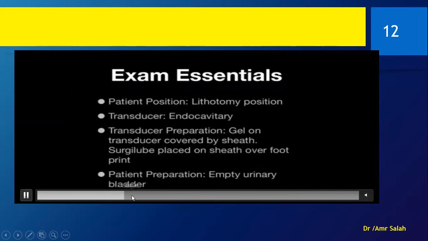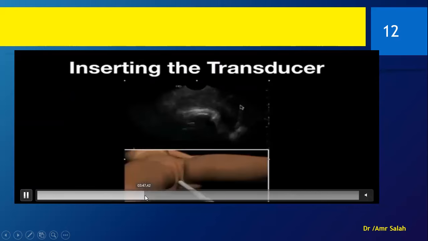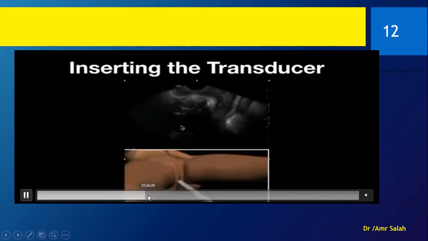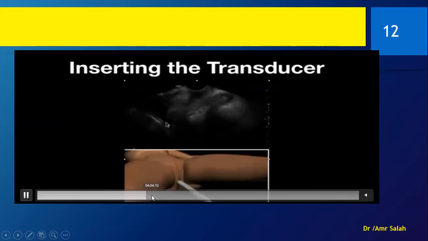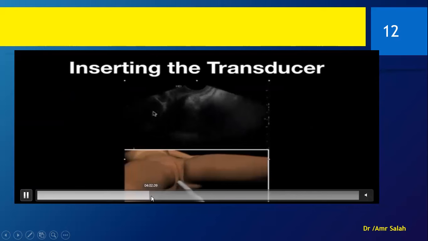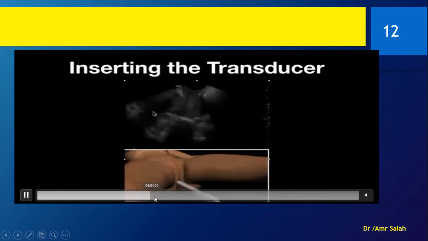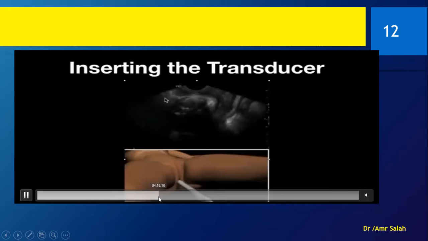Now, this is the transvaginal approach. First, this is the insertion. There's an important point here. If you insert the probe too deep, you will not be able to appreciate the uterine fundus and the ovaries along its sides. Let's see it diagrammatically.